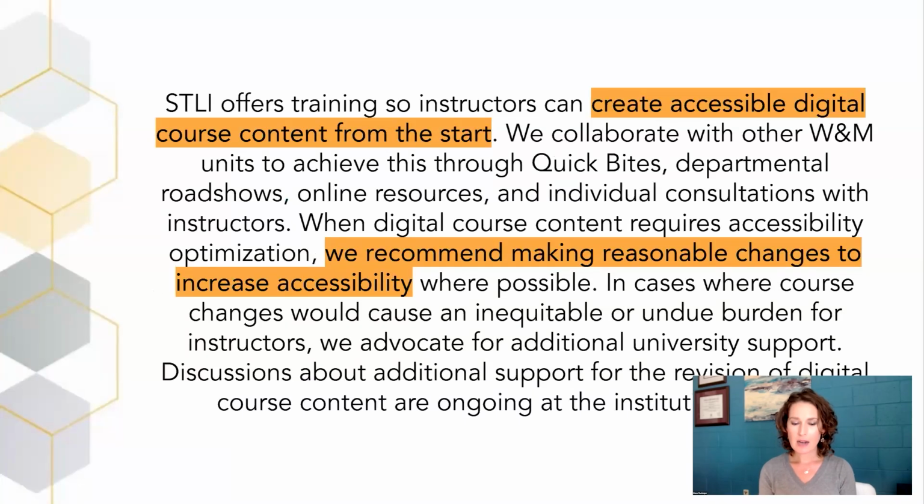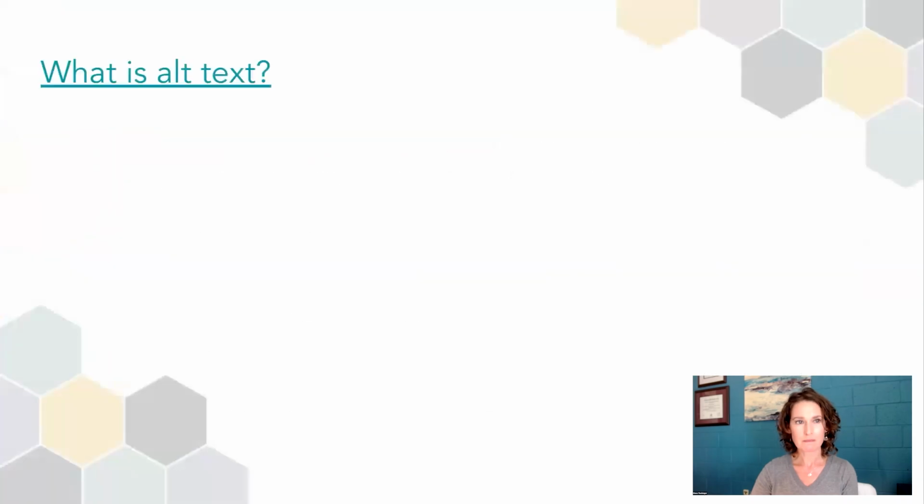This is STLI's policy, or position statement, about digital accessibility. I'm not going to read the whole thing, but I do want to highlight for you that we, again, are really encouraging instructors and co-educators to create accessible digital course content from the start and to be reasonable in the changes that you make to increase accessibility. We're looking for progress over perfection and trying to stay away from scare tactics about trying to be 100% perfect, because that's probably not an achievable goal. Accessibility is a moving target. We just want to get a little bit better where we can.